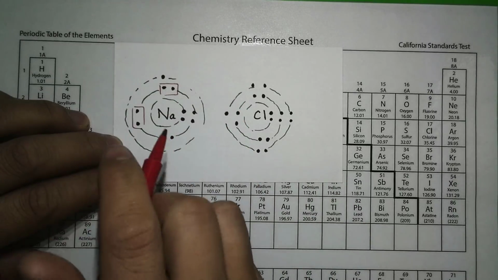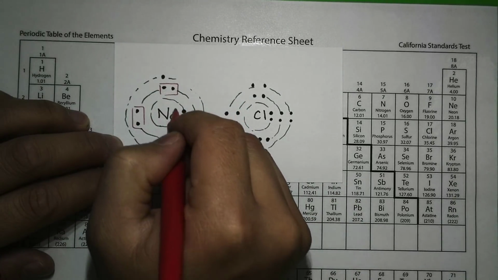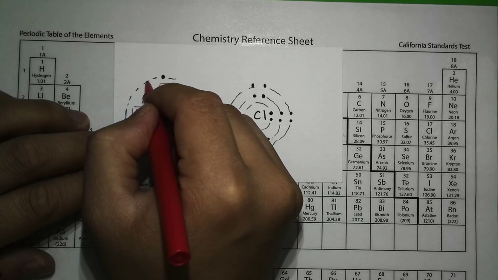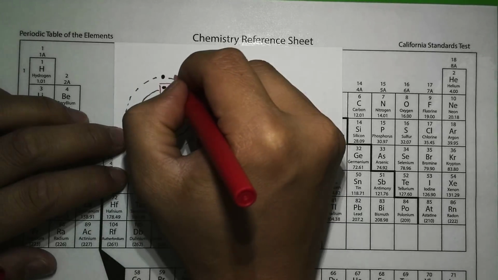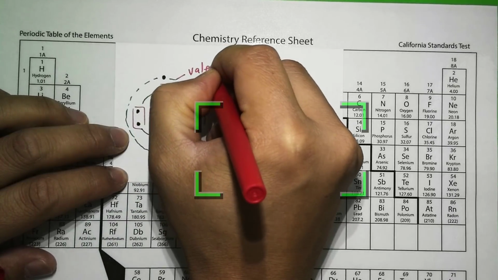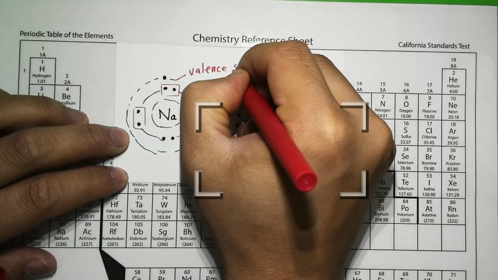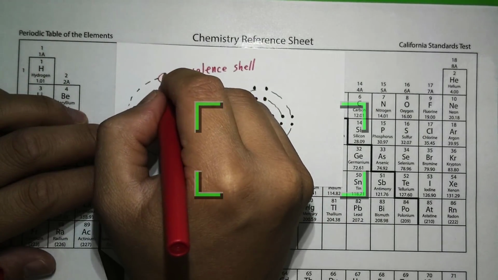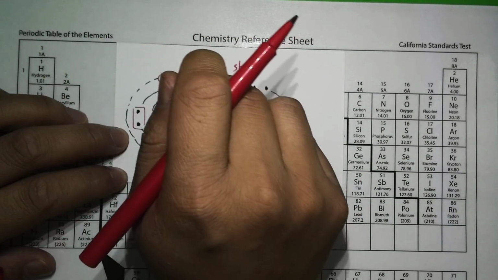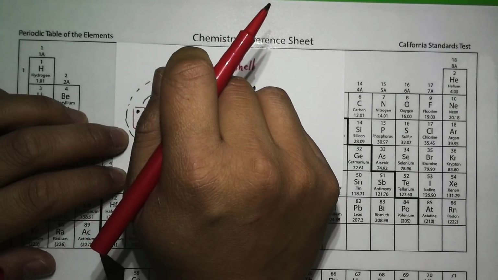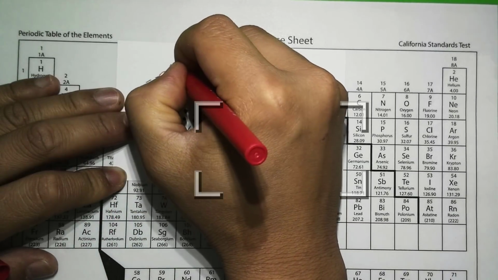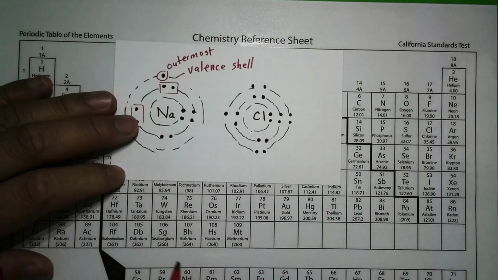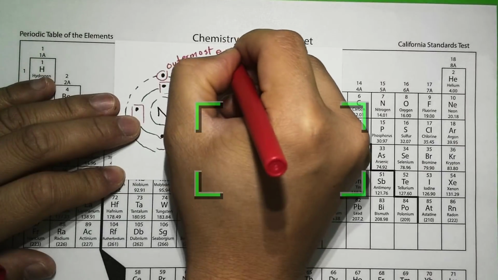And if you notice, there are different layers. Here we have one shell, second shell, and this is the outermost shell. This is also known as the valence shell. Or if we're looking at the electron right here, that is considered the valence electron, or the outermost electron. Another word for valence is outermost, so that would be outermost electrons.